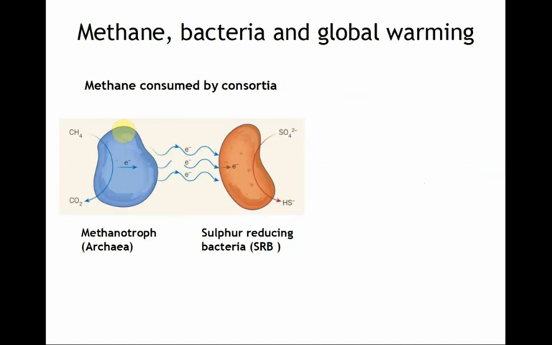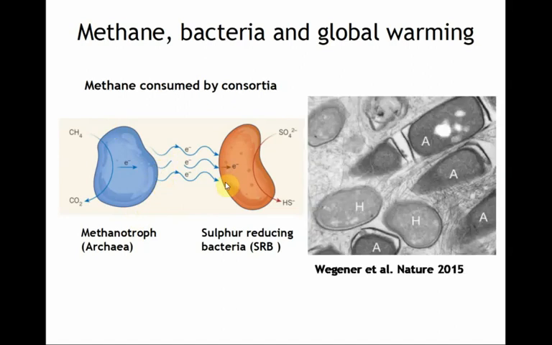So there are methanotrophs, which are also archaea, just like the methanogens, and they don't live on their own. They live in consortia with sulfur-reducing bacteria or maybe proteobacteria. What is cool about this is that this was a paper from a few years ago in Nature, and they found these consortia of archaea, which are the methanotrophs, and these sulfur-reducing bacteria, which take the electrons from the methane and then use sulfate as the electron acceptor.